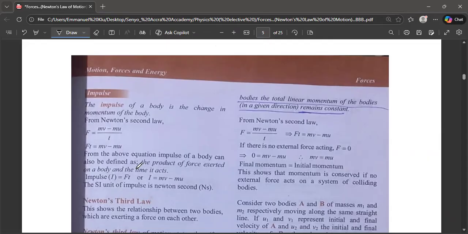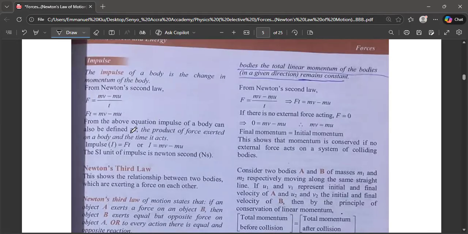The impulse of a body is the change in momentum of the body. From Newton's second law of motion, force equals mv minus mu over time. So Ft equals mv minus mu. From the above equation, impulse of a body can also be defined as the product of force exerted on a body and the time it acts. Impulse, I, equals Ft, or I equals mv minus mu. The SI unit of impulse is Newton second.